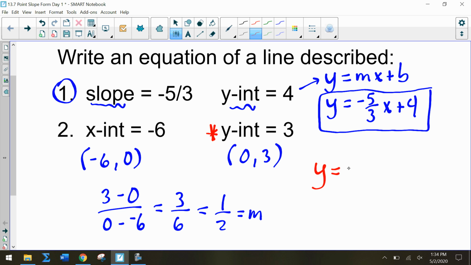So using y equals mx plus b form, we can write the equation of this line. So if we don't have the slope, we have to find it.